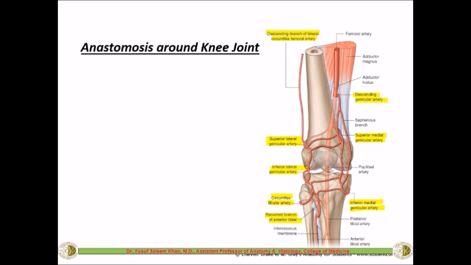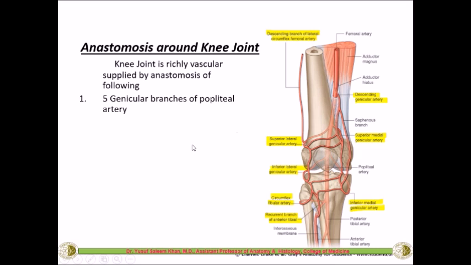Now coming to the anastomosis around the knee joint. We have already discussed this in the popliteal fossa, but just to recall: the knee joint is a highly vascular joint supplied by a lot of arteries which anastomose around it. So what are the arteries? We have already discussed the 5 genicular arteries. One is the superior lateral genicular artery, then the inferior lateral genicular artery, then the superior medial genicular artery, the inferior medial genicular artery, and a central artery, all of which supply the knee joint.